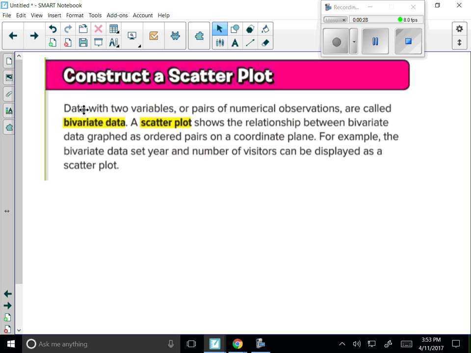So right here we have two highlighted yellow words, which means we have two vocabulary words. Data with two variables or pairs of numerical observations are called bivariate data. Bivariate, that's how you say that. Now, a scatter plot shows a relationship between bivariate data graphed as ordered pairs on a coordinate plane. For example, the bivariate data set year and number of visitors can be displayed as a scatter plot. So a scatter plot means that it has the points on there. They're just points, and it may actually look like the points are scattered a bit.